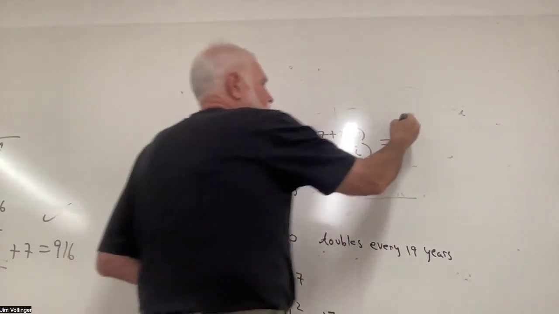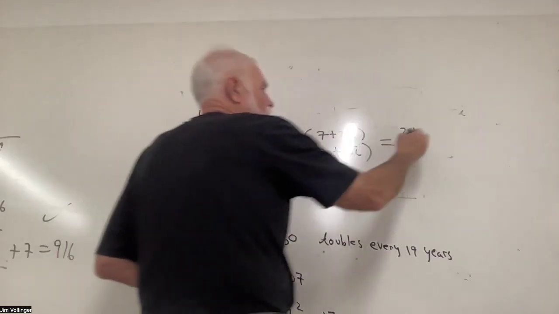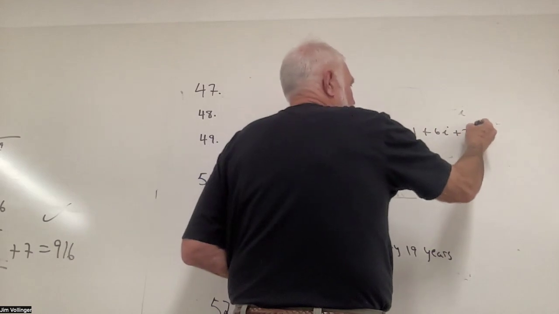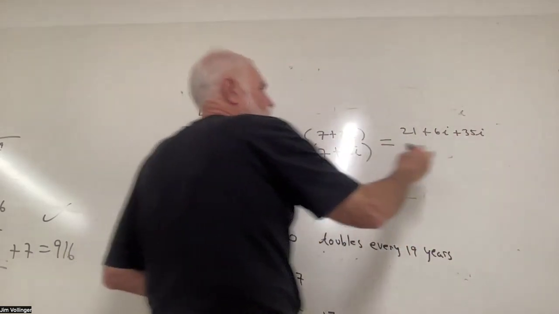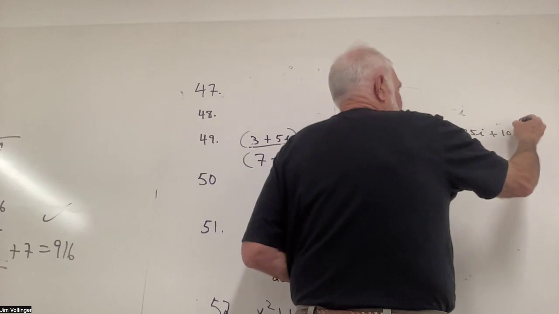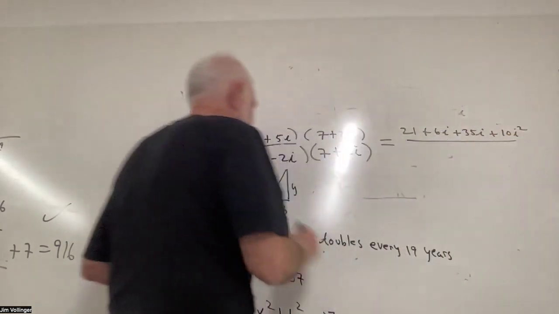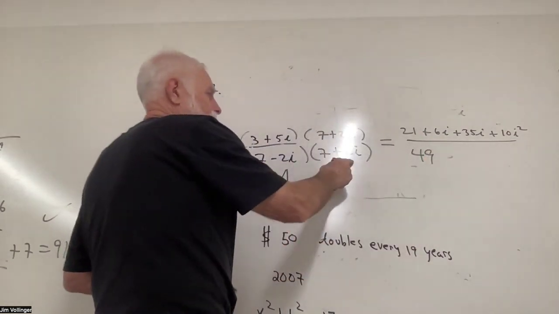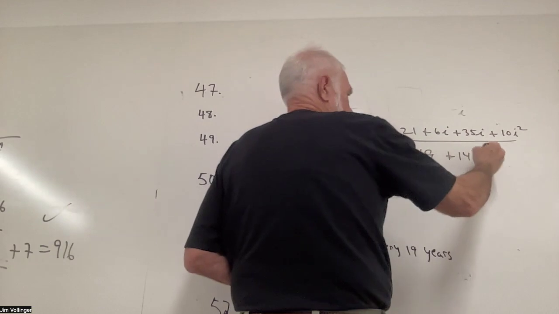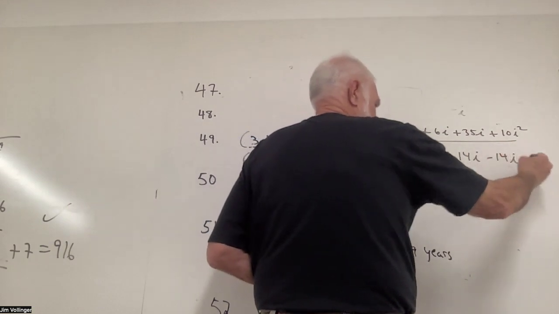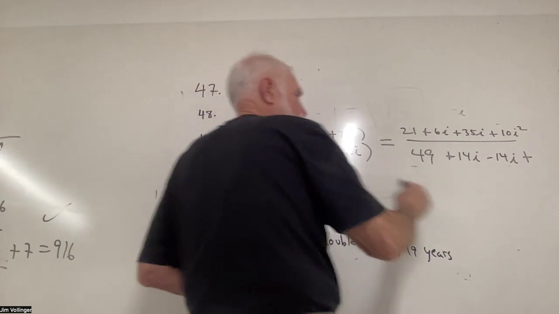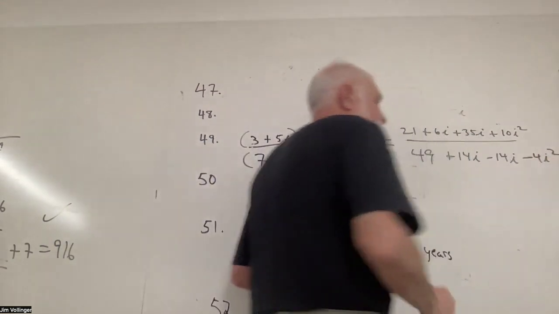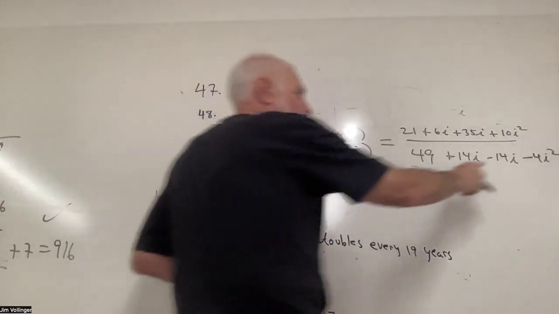3 times 7 is 21. 3 times 2i is 6i. 5i times 7 is 35i. 5i times 2i is positive 10i squared, divided by 7 squared, 49. 14i minus 14i plus 2i times 2i, a negative times a positive, is -4i squared. We're always going to get a negative square.